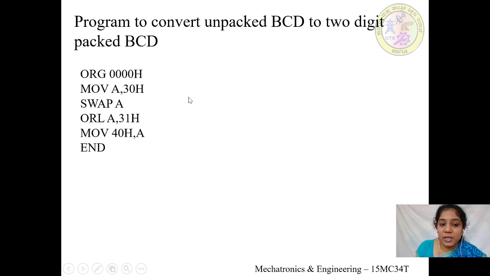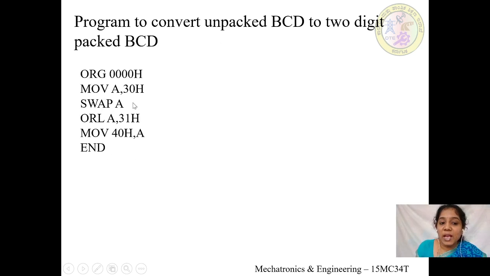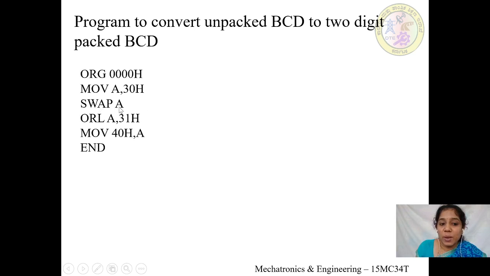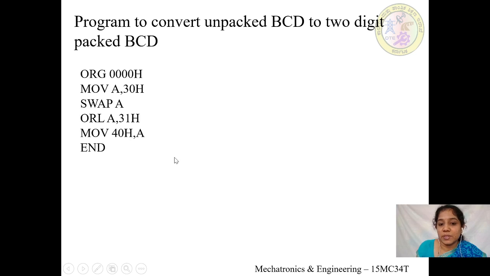First I take the contents of 30H, that is 6H, into my accumulator, and then I swap it. So this 6, if I swap, becomes 60. Then I perform an OR operation between the contents of the accumulator and the next data, the contents of 31H, that is 03H. So 60 ORed with 03 gives you 63H. This is how I convert unpacked BCD to 2-digit packed BCD.